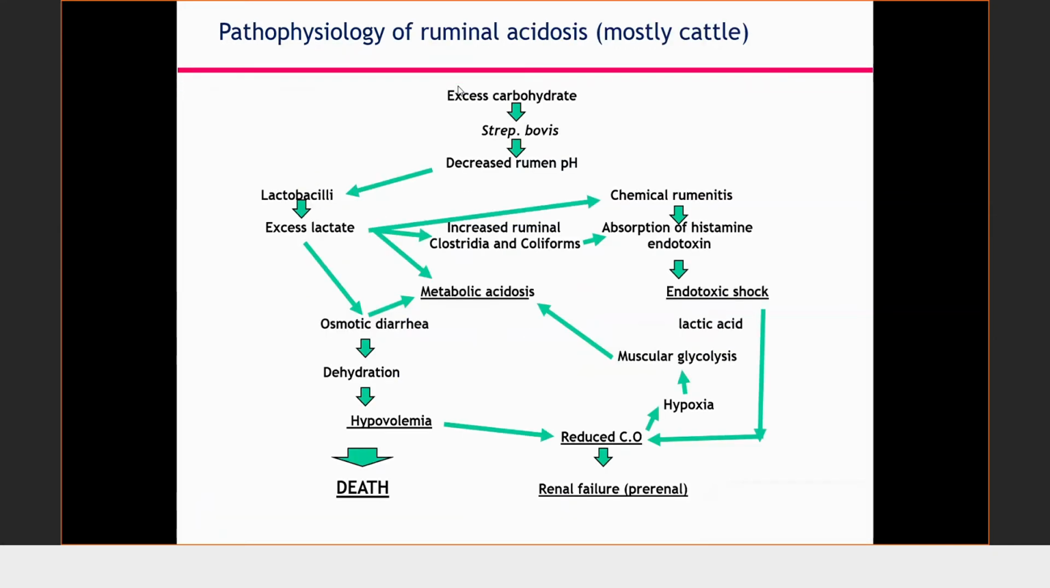And when there is excessive carbohydrate, in cases of ruminal acidosis or grain overload, there is an elevation of bacteria, Streptococcus bovis, which will lead to a decrease in rumen pH. This reduction in rumen pH will lead to an increase in lactobacilli and excess lactate. And this excessive lactate will lead to osmotic diarrhea, as well as an increase in ruminal Clostridia and coliforms.